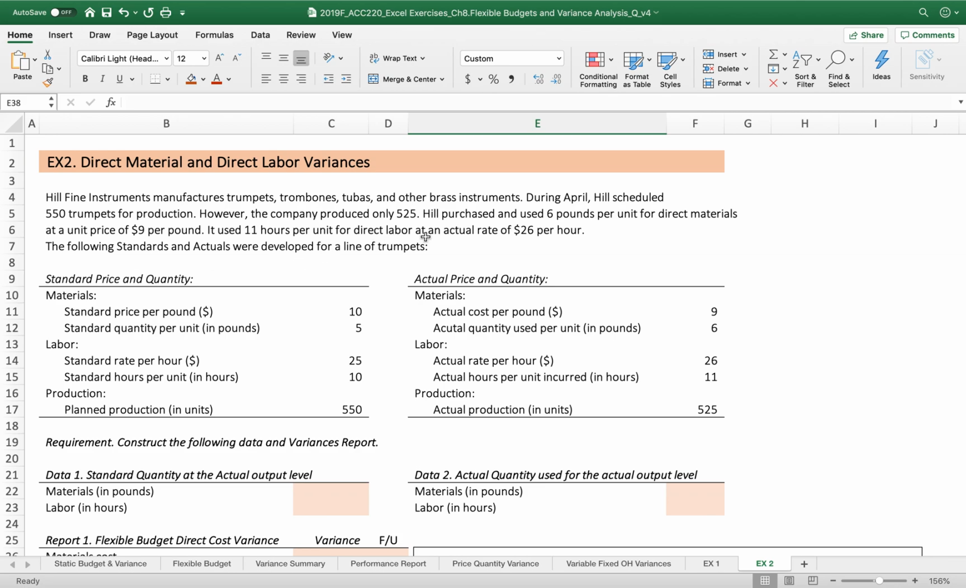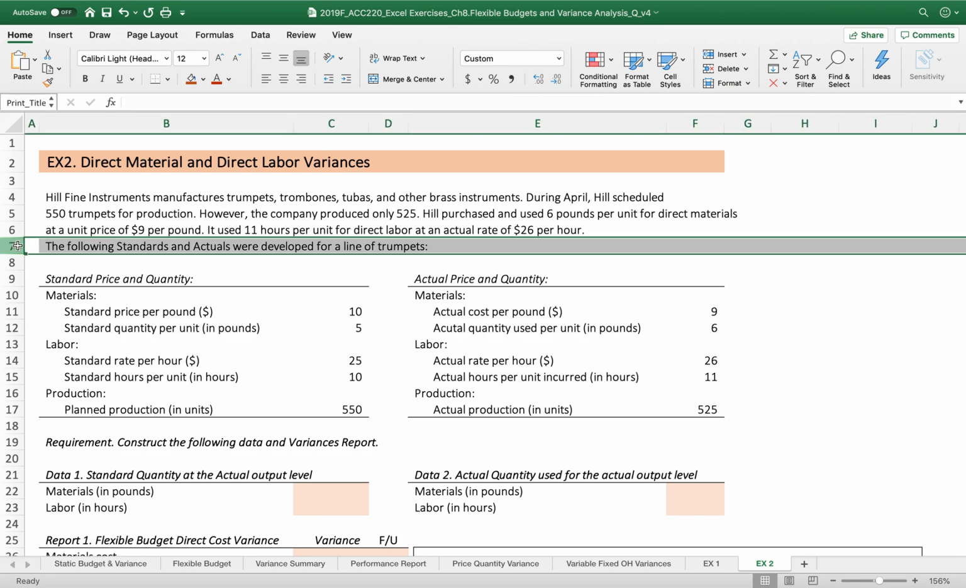However, the company produced only 525. Maybe there will be some reason. We want to see those variances, right? And then Hill purchased and used 6 pounds per unit. That can also be different from our budget in the data you see. And for direct materials, at a unit price of $9 per pound, that can also be different, right, comparing actuals and budget. It used 11 hours per unit for direct labor at an actual rate of $26 per hour.